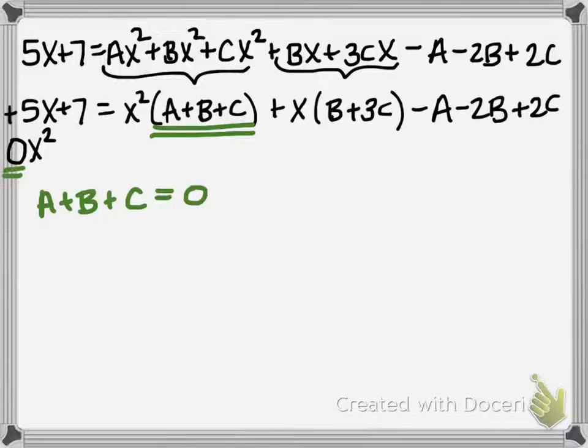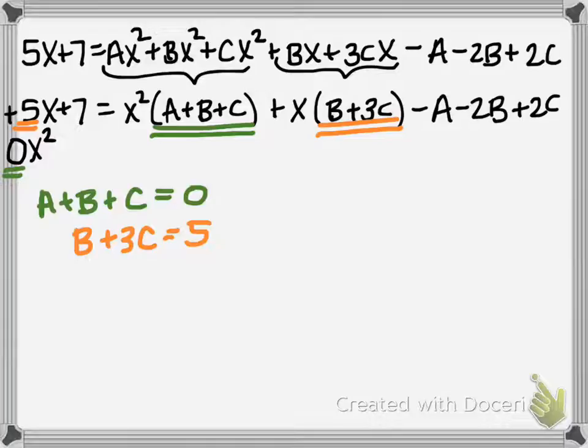Moving on to the next term, my next term is 5x, so the coefficient of x is 5. On the right-hand side, the coefficient of x is b plus 3c. That gives us our second equation: b plus 3c equals 5.